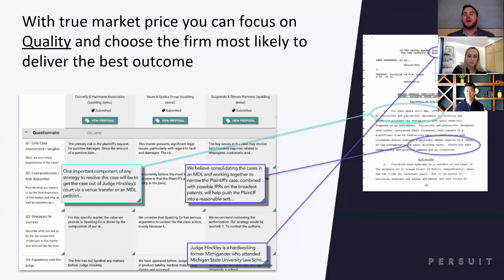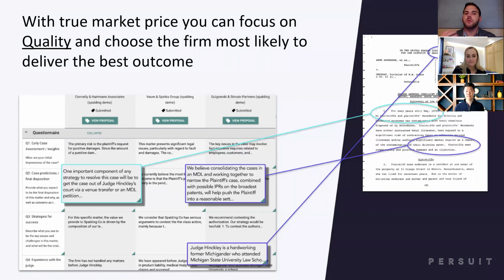But by running the competitive process, you're allowing the firms to drop their price to be more competitive. So the firms are coming closer and closer together in price. What happens then is that you achieve what we call true market price. You got the best price that the market could bear, and that takes price almost completely out of the equation. Now you can just choose the firm that's most likely to deliver the best outcome for you as the client.